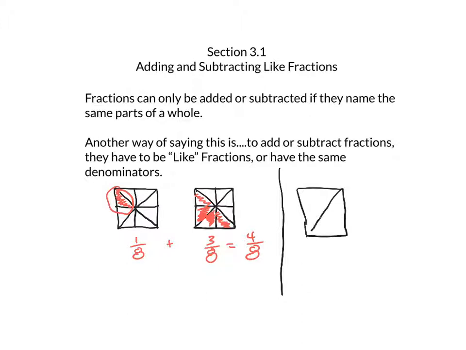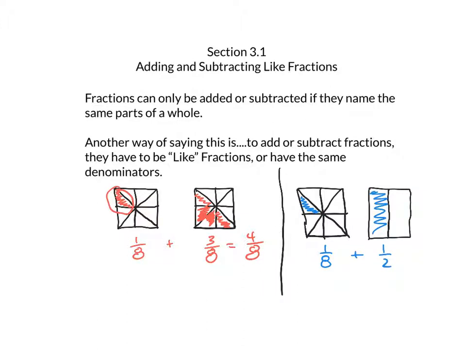Here's another square, not very well drawn, but you'll have the idea. And once again, I'll shade in 1/8. Let's say I have another square. This time, instead of dividing it up into eighths, I'm going to divide this square up in half. Well, this shows 1/8. This shows 1/2. I can't directly add those numbers because the sizes of the pieces are not exactly the same.